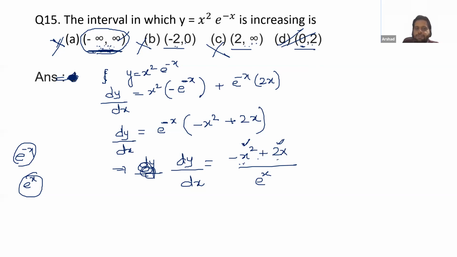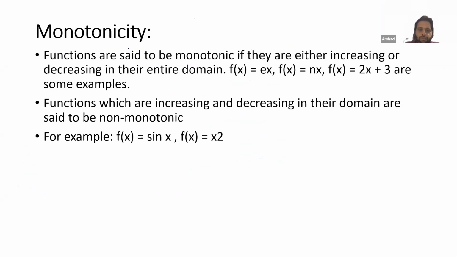For this one, minus infinite to infinite, please check very carefully. There are certain points for which it is strictly increasing, and there are certain points inside this minus infinite to infinite for which it is strictly decreasing. So we will not take this option. Okay, so then our topic is completed.